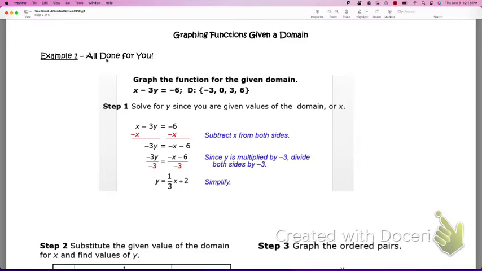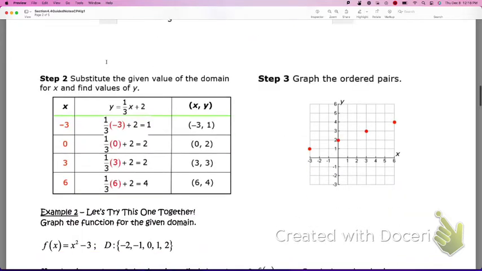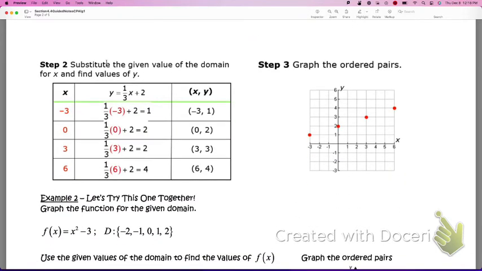Example 1's all done for us. So we're asked to graph the function for the given domain. Here we have a function that doesn't have y solved for, and I'm given a specific domain. So they solved it for y, turned it into y equals something. Once I have it into y equals something, I can use that to come up with my table of values. Input it in, get your output, get your ordered pairs, and then plot it.